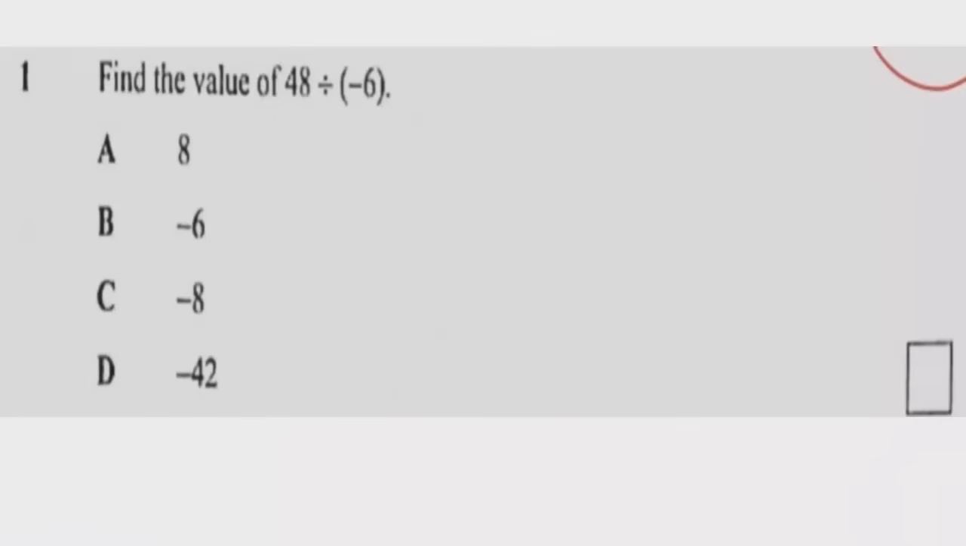Okay, let's go. Come to question 1, which is find the value of 48 divided by -6. So how do we solve this one? First, we're going to write 48. Then we say divide by -6. What we should understand is the law of integers states that when you divide a positive number by a negative number, our answer will be a negative. So we can even write the negative sign in advance.